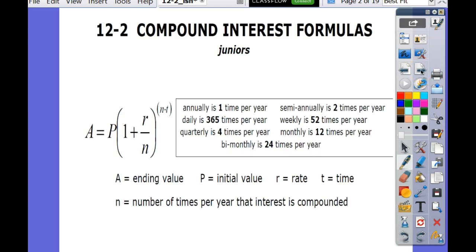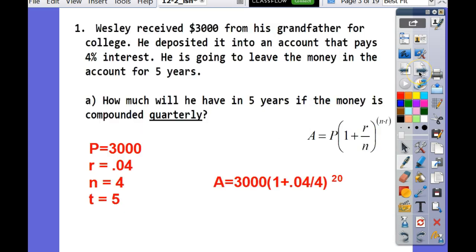On the pink notes, would you please turn your paper over, and we're going to start with example number 1. We're going to come back to that other stuff that we skipped. In example number 1, this is the same kind of problem we were doing yesterday, where we have an amount of money put into an account and it's compounded quarterly.